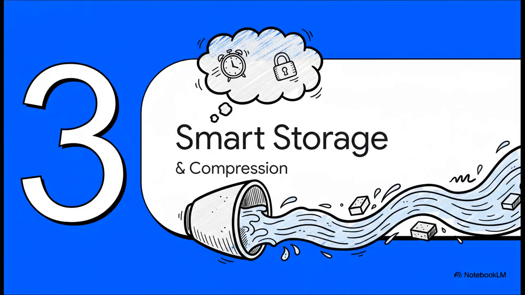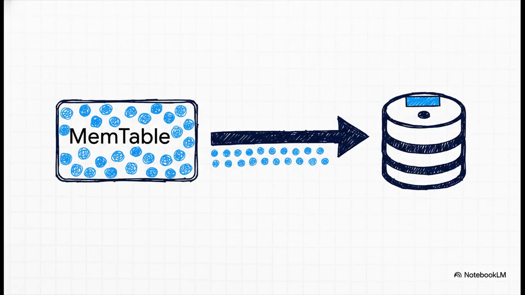Okay, so our data is safe in the WAL and it's super fast to query from the memtable. But, right, memory isn't infinite. What happens when that buffer gets full? Well, this is where things get really clever. Once that memtable is full, its contents get flushed out to permanent storage on a disk. Now, just dumping the raw data would be super inefficient.